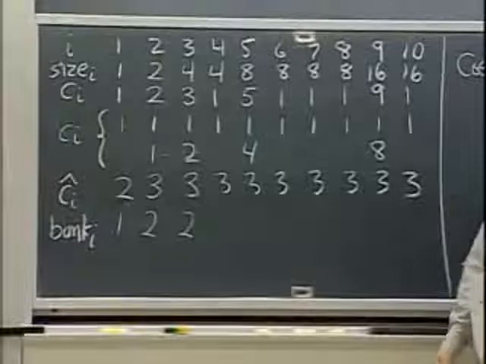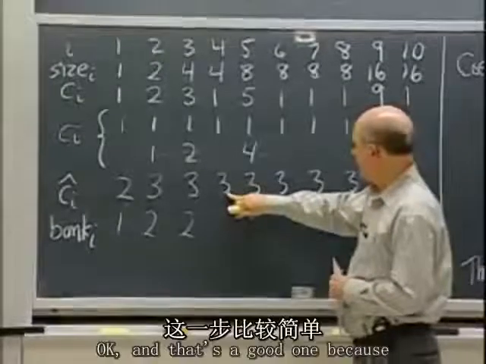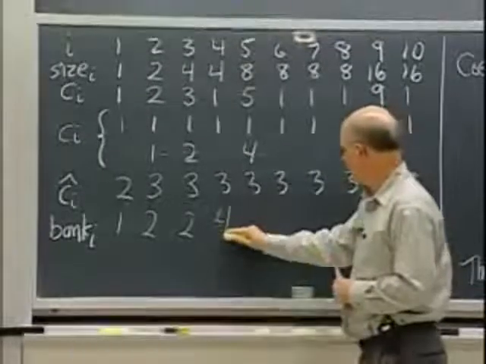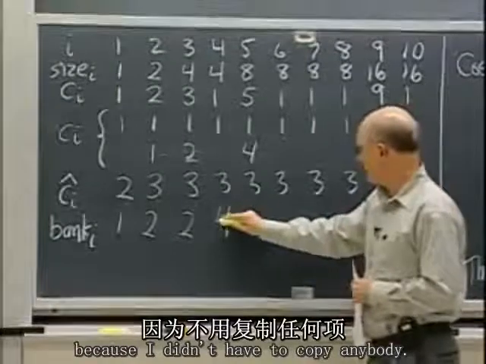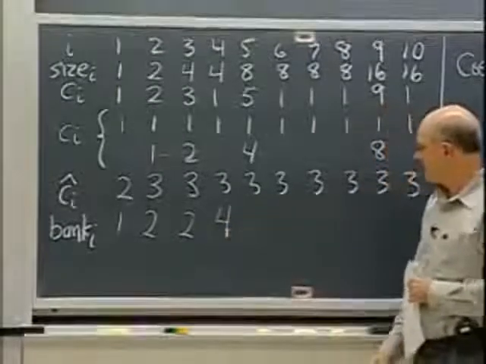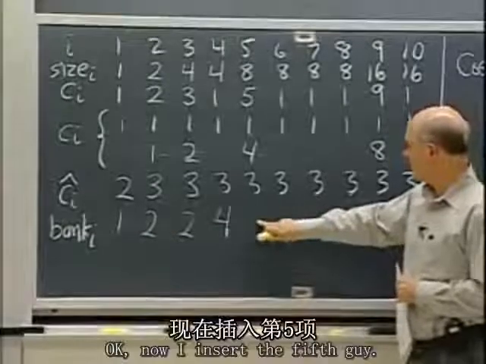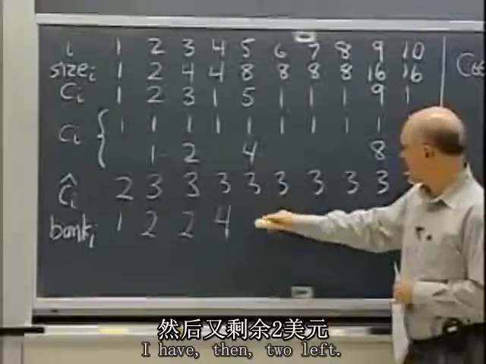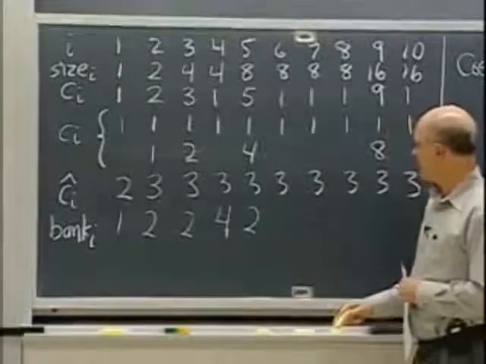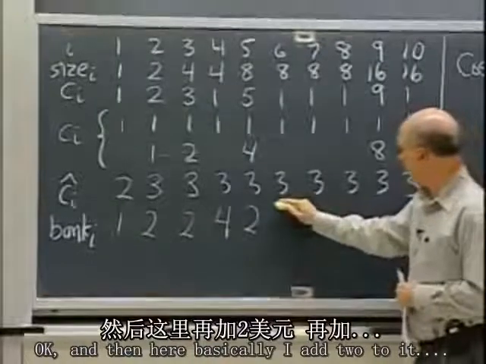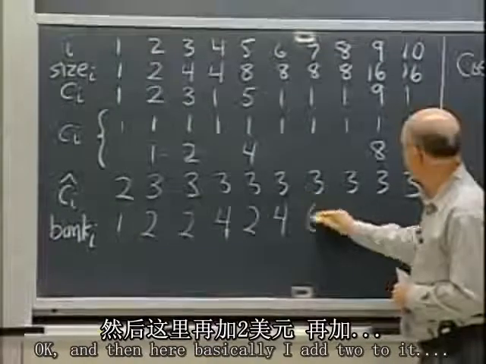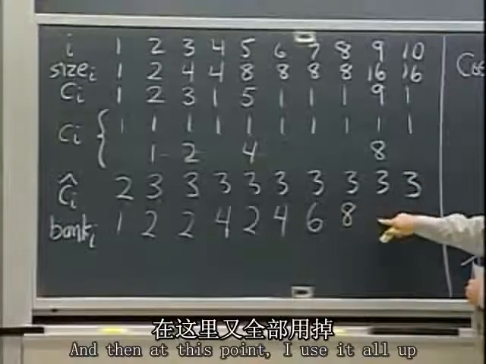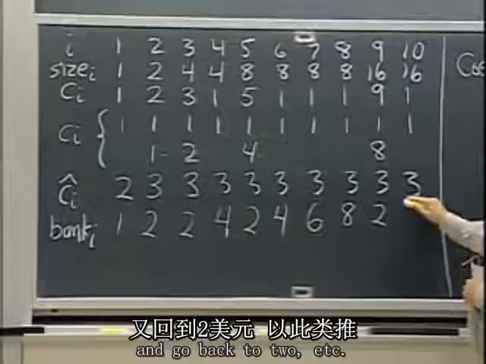Now I insert the fourth guy, and that's a good one because now I've built up a balance here, $4, because I didn't have to copy anybody. Now I insert the fifth guy. I've got to copy 4 items, so that expends that balance. I charge 3. I have then 2 left. And then here, basically, I add 2 to it, add 2 to it, add 2 to it. And then at this point, I use it all up and go back to 2, 4, etc.